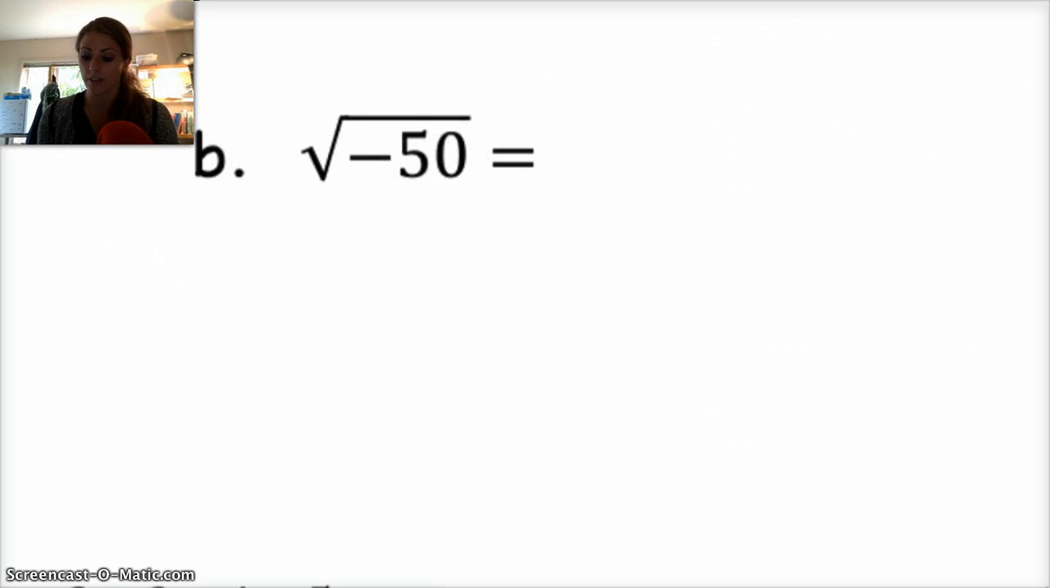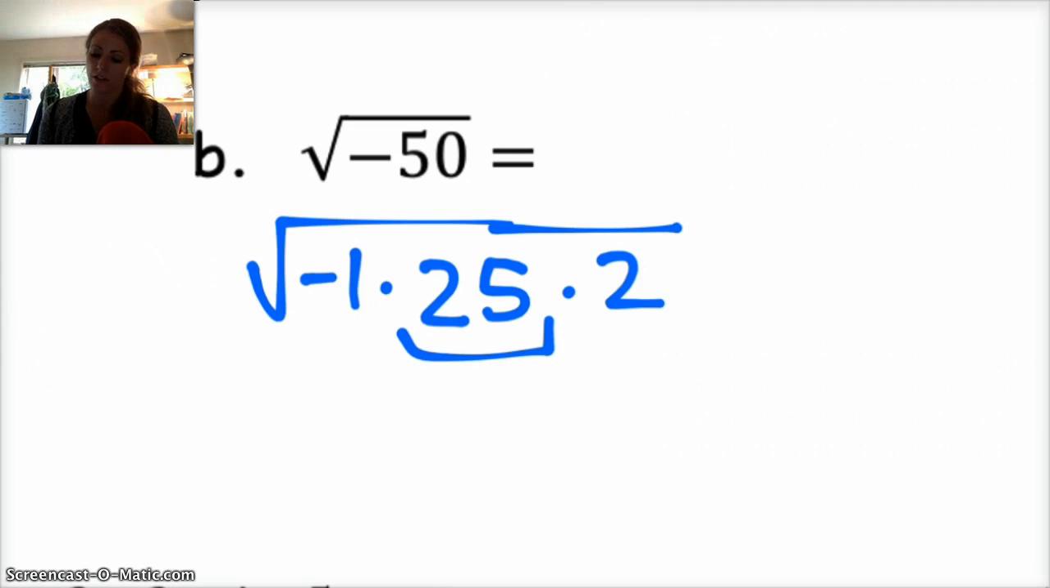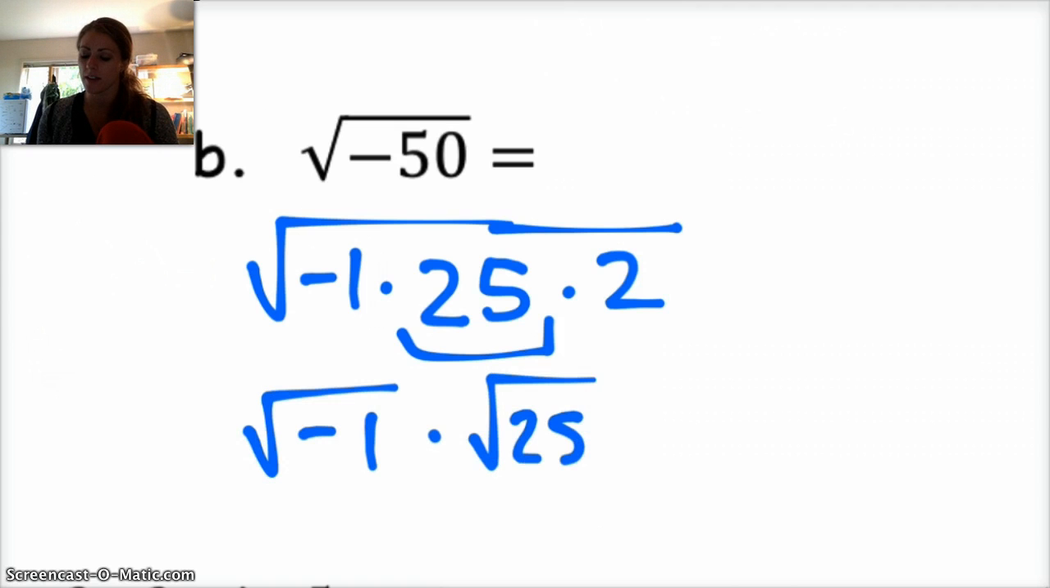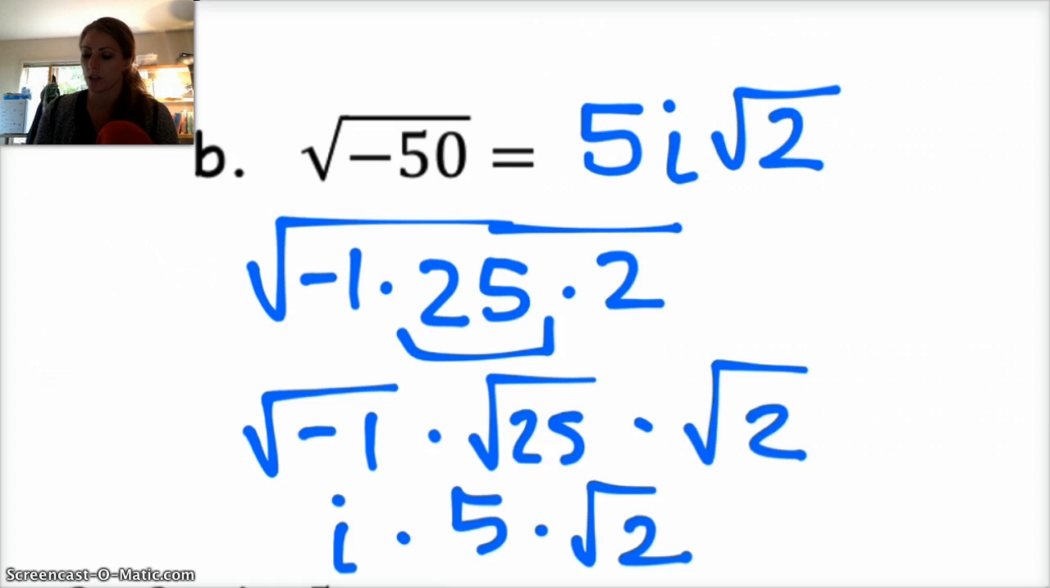The square root of negative 50 you could write as the square root of negative 1 times 25 times 2. And I broke that up into 25 and 2 because I know 25 is a perfect square. So I can pull that out. So that's the square root of negative 1 times the square root of 25 times the square root of 2. So this actually ends up being i times 5 times the square root of 2. So your final answer would be 5i root 2.